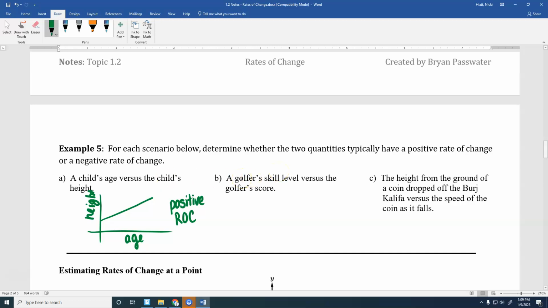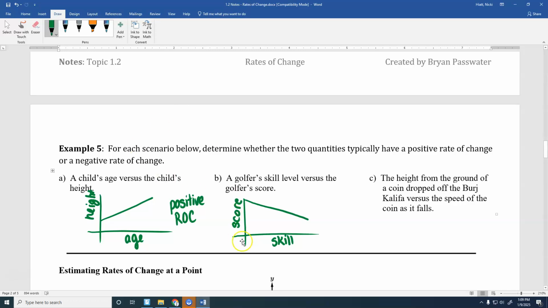All right, let's talk about this one. A golfer's skill level. So skill goes here, and golfer's score. As you get better and better, do I have golfers? Who's my golfer? Cameron. All right. As you get better and better at golf, what should happen to your golf score? Should go down, right? It'd be the opposite of most sports. The better you get, the lower your score gets. So as you get better and better, your score should go down.